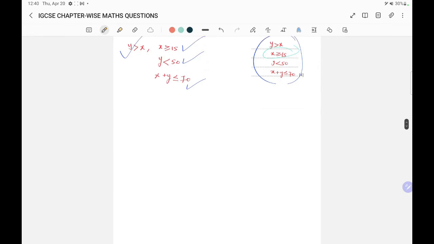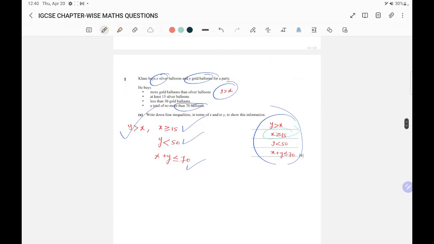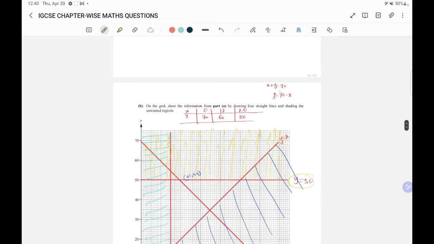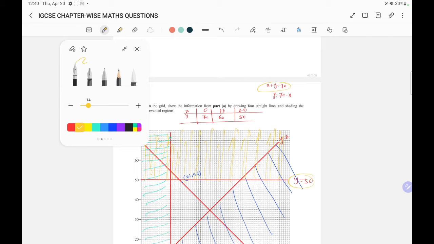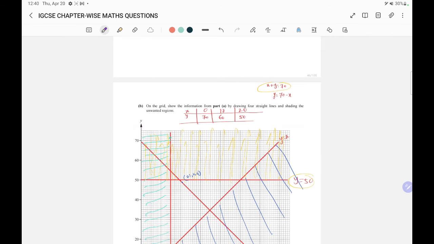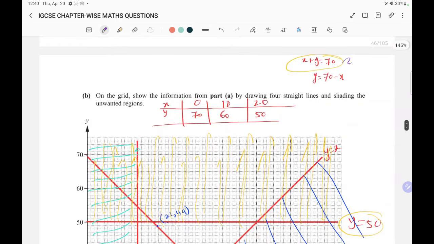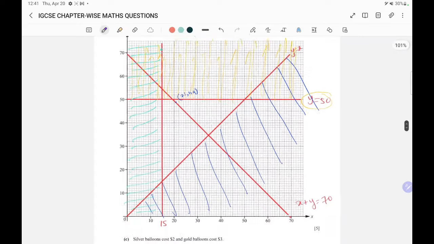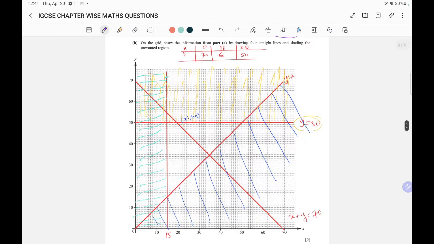Okay. Next is x plus y less than or equal to 70. So first of all, we have to draw x plus y equals 70. For that, I should use some other color, this one. Yeah, x plus y equals 70, y equals 70 minus x. So I need to find 3 points here. When you put x equals 0, you will get 70. Put x equals 10, you will get 60. Put x equals 20, you will get 50. So 0, 70 and 10, 60, right? So here I have drawn that point.